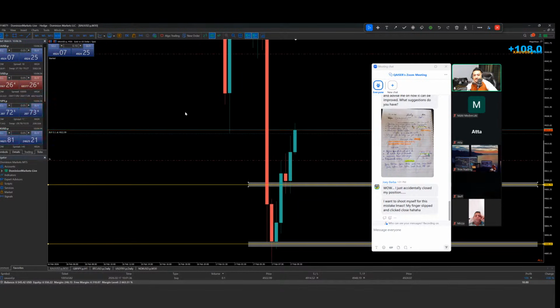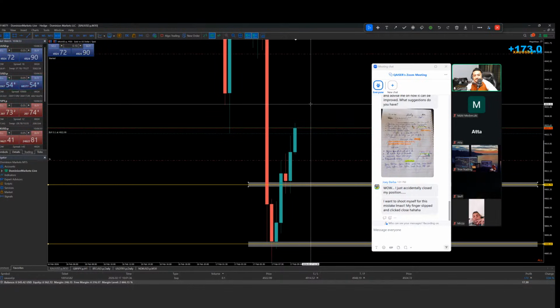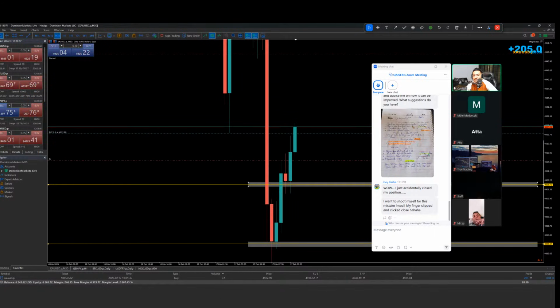Let's see. Someone got out on 30 pips. Wow, very nice. That trade setup is beautiful. Let's see. I want it to continuously push upside. Let's see if I can hold on with this trade actually.